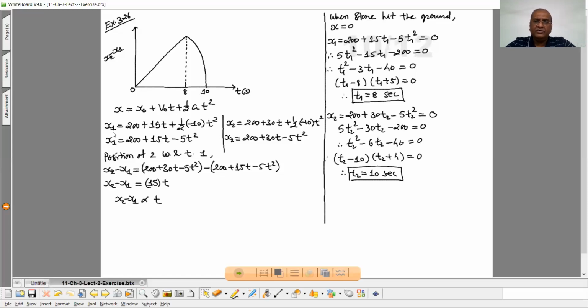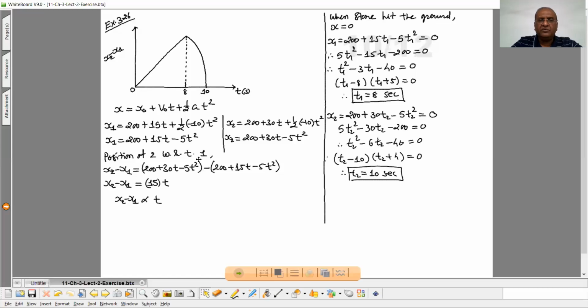Now, the position of particle 1 at time t: x0 is 200, v0 is 15, and a is minus 10. So we get the equation x1 equal to 200 plus 15t minus 5t square. Now the position of particle number 2, or stone 2, at any time t is x2 equal to 200 plus its initial velocity, that is 30t, plus half minus 10 into t square. So x2 equals 200 plus 30t minus 5t square.